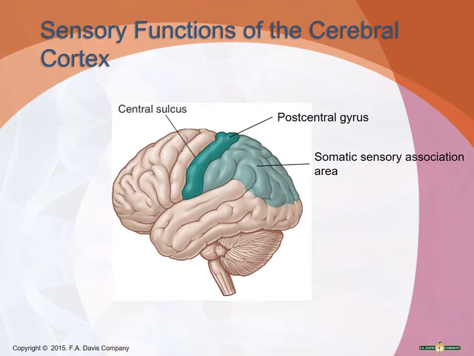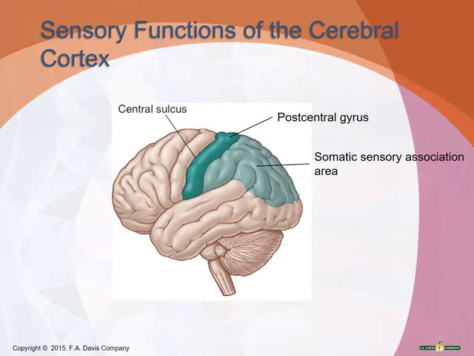Sensory functions of the cerebral cortex. Sensory nerve fibers transmit signals up through the spinal cord to the thalamus, which then sends them on to the postcentral gyrus. The postcentral gyrus is the primary somatic sensory area of the brain. This is where signals of heat, cold, and touch from receptors all over the body go.